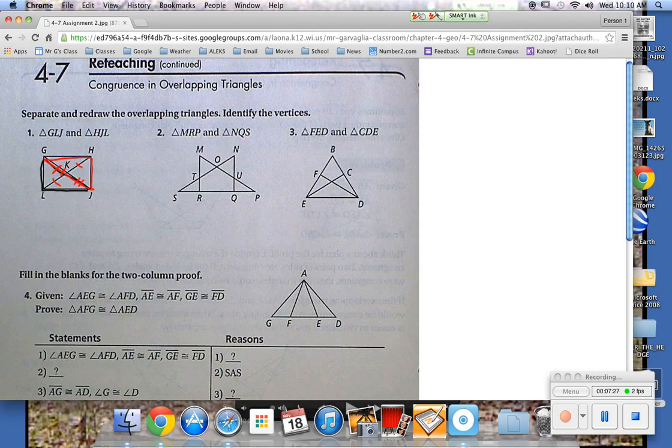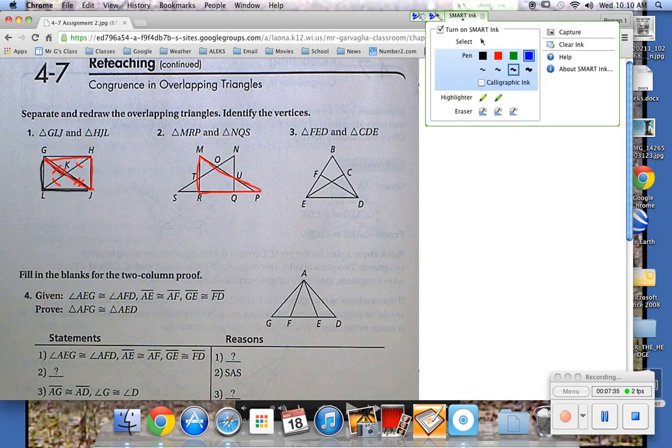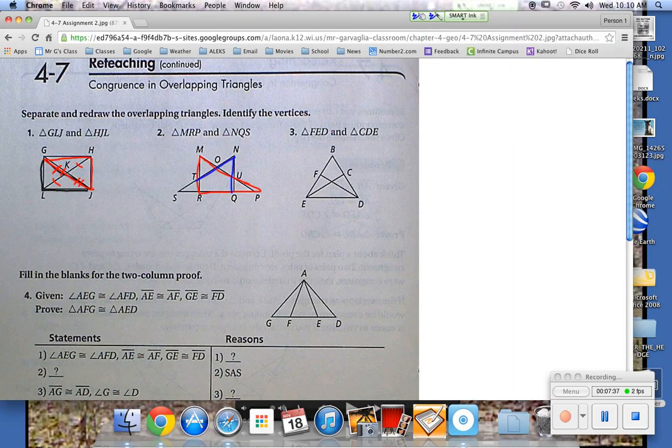How about this one here? MRP, this triangle here, and this triangle here, NSQ. Well, where would we start in this? Well, we don't know there's 90 degrees in there, right? And it's really saying identify the vertices. What would be the vertices? My vertices here would be NSQ, which is pretty simplistic, I think.